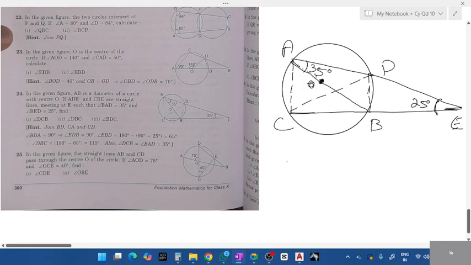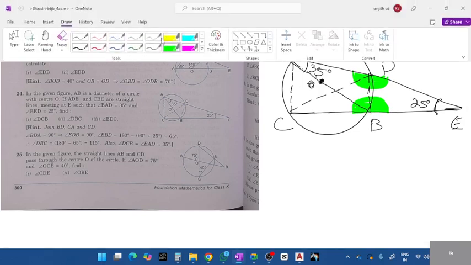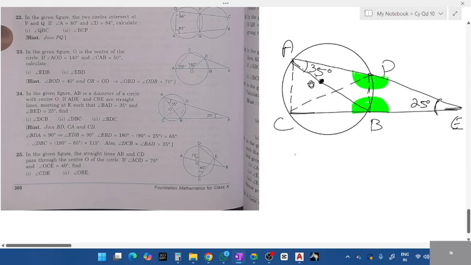35 degrees, 25 degrees is given. ADE is a straight line and CBE is a straight line. What do you mean by AD is a straight line, student? If it's a straight line, what will be the value of the entire angle D? Yes, 180. If CB is a straight line, 180 degrees. Angle B will be equal to 180. Find the value of DCB, DBC, BDC.